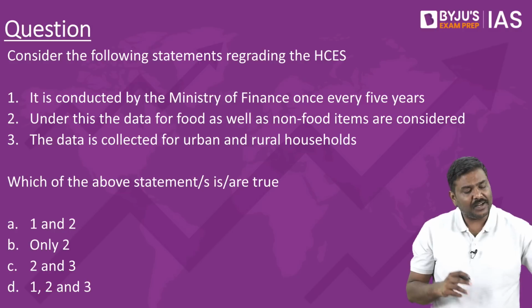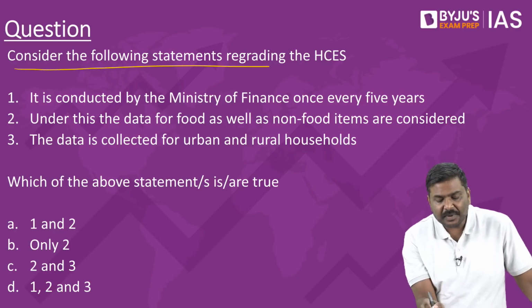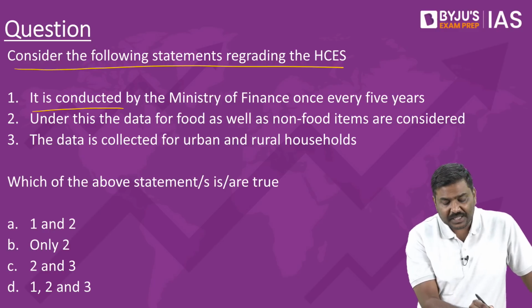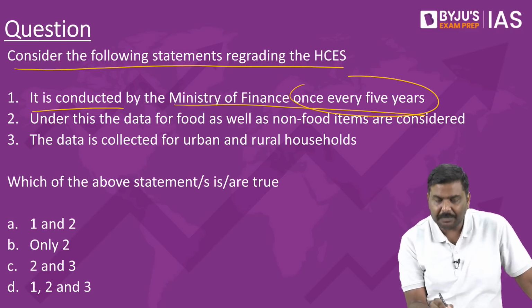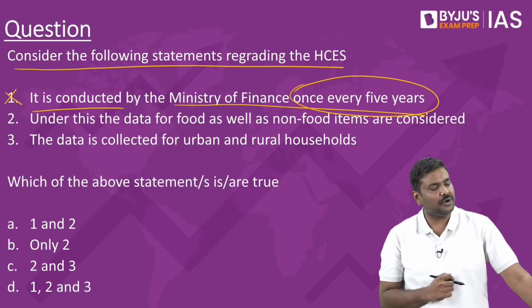Now, based on this particular discussion, I've given a question here. Consider the following statements regarding HCES. It is conducted by the Ministry of Finance once every 5 years. The latter part of the statement is correct. The first part is wrong. Hence, statement 1 is wrong.